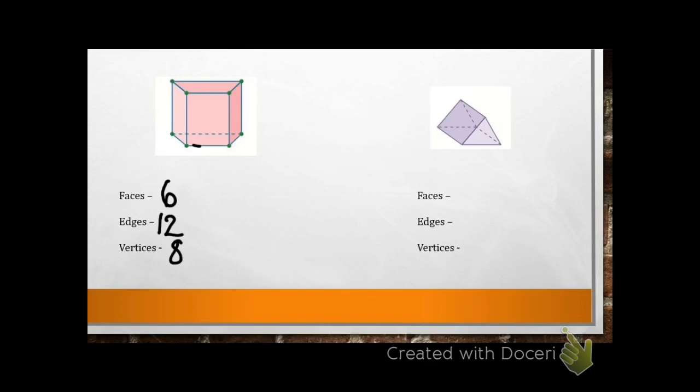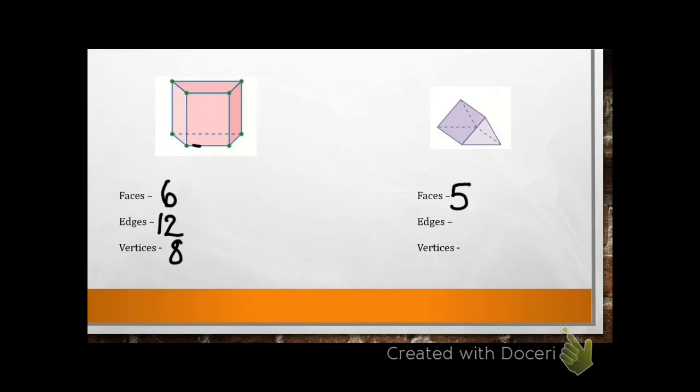Now let's go to our triangular prism, is what this is. Let's count our flat surfaces, our faces. We have the triangle in the front, we have the triangle in the back. And then we have the base. So we're up to 3 shapes right now, and then we have the sides going on either side. So a total of 5 faces.